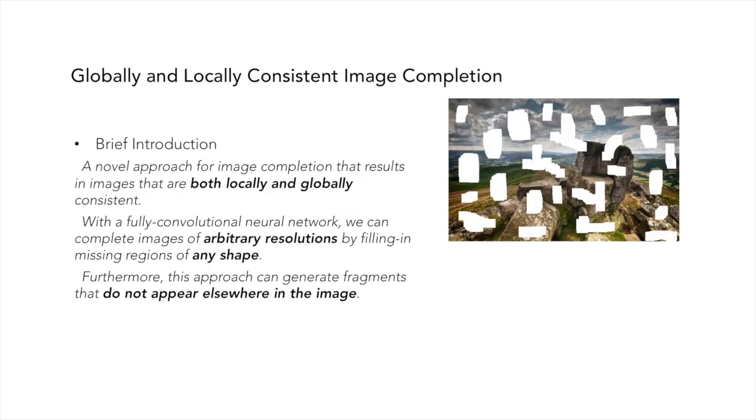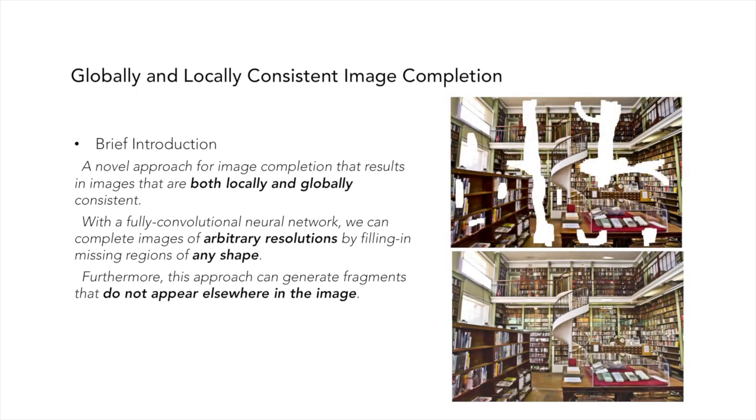Now we introduce another model, which could deal with high-resolution images. Here is a brief introduction of the globally and locally consistent image completion. Compared to the context encoder, it has two discriminators, a local one and a global one. They serve different purposes. As a result, this model can fill in images of any resolution or any shape. On the right-hand side is the image before and after.